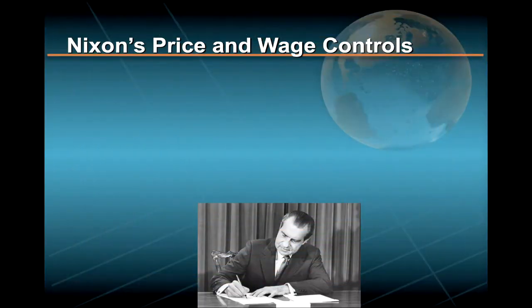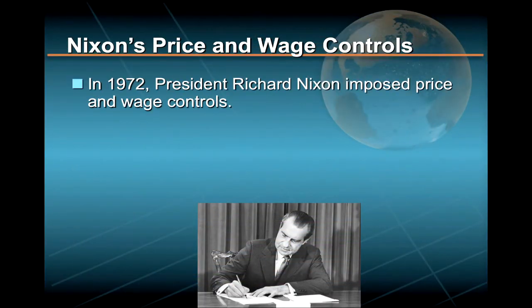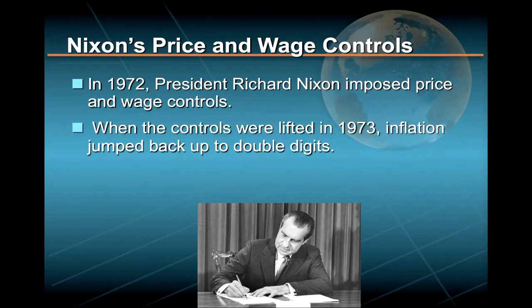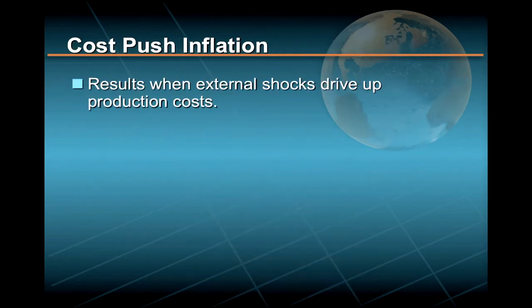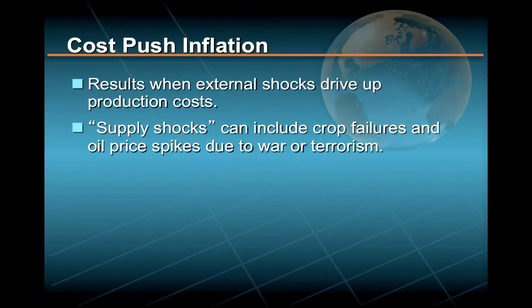In 1972, President Richard Nixon imposed price and wage controls and gained the nation a brief respite from the Johnson-era inflation. However, once the controls were lifted in 1973, inflation jumped back up to double digits, helped in large part by a different kind of inflation then emerging, an inflation known as cost push or supply side inflation. Cost push or supply side inflation occurs when external shocks, such as rapid increases in raw material prices or wage increases, drive up production costs.